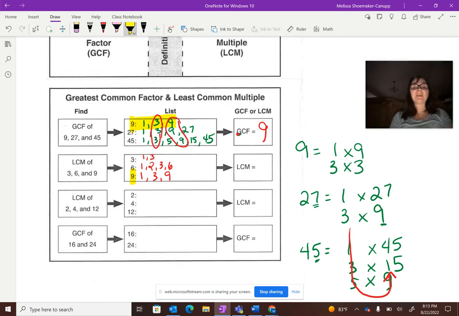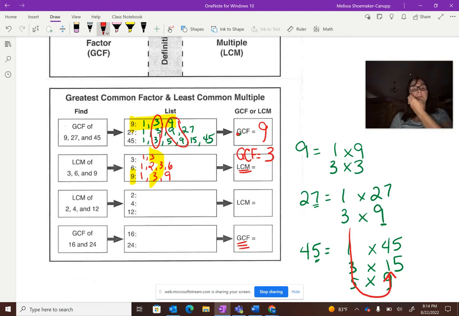So I take a look at my lists. I see there's a 3 there, a 3 there, and a 3 there. So my greatest common factor, I'm going to do greatest common factor because that's what we were working on, is 3. Now this calls for least common multiple. So that's kind of review. I don't want you to worry about that right now. I want you to concentrate on greatest common factor.